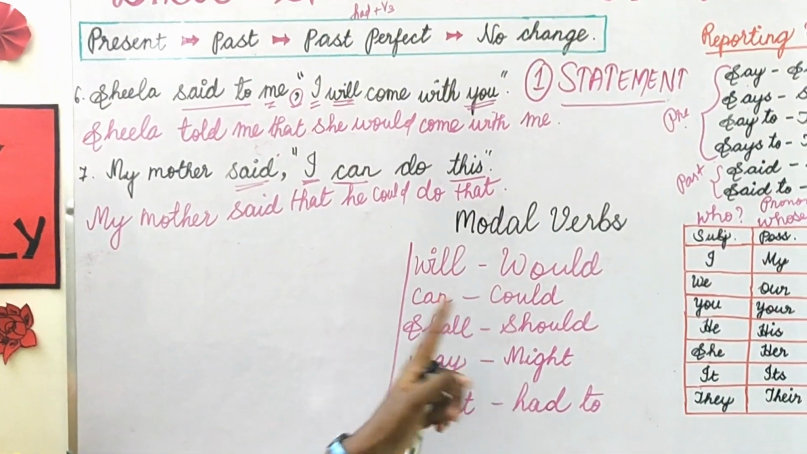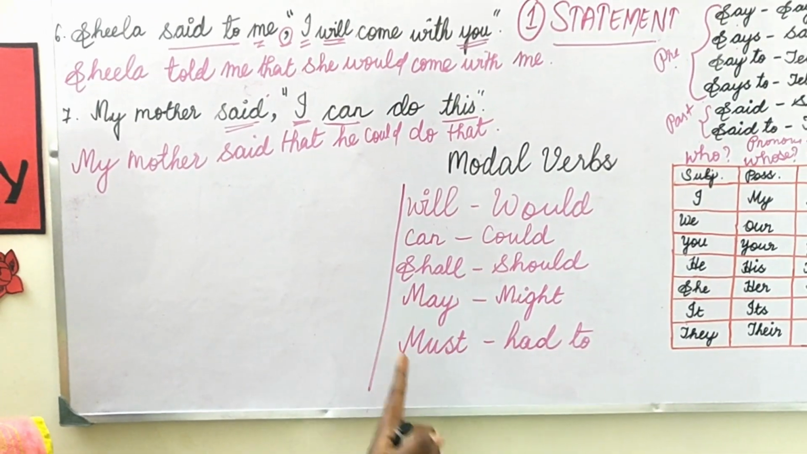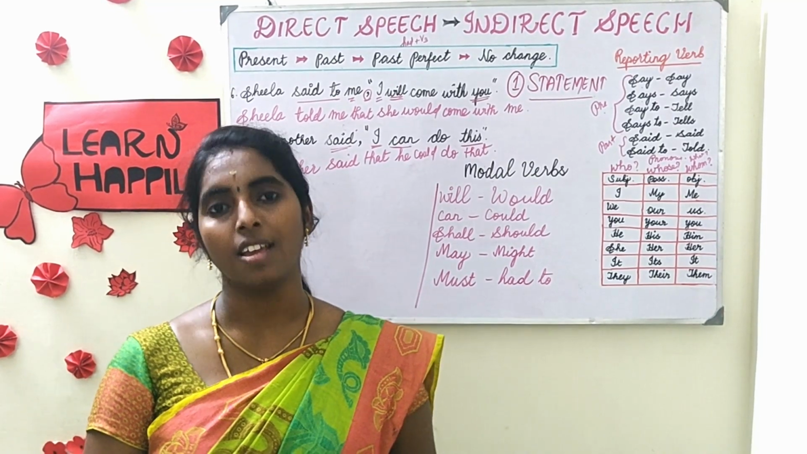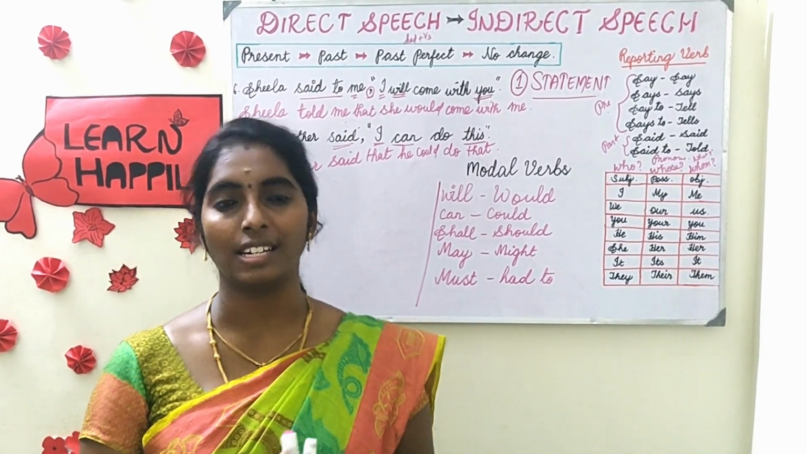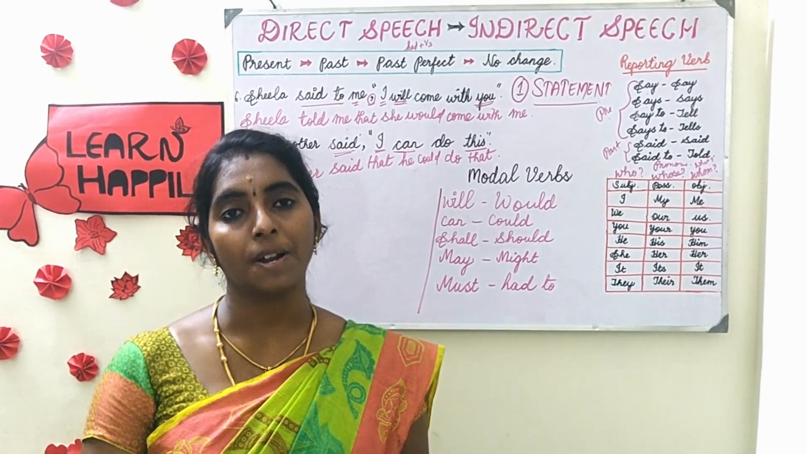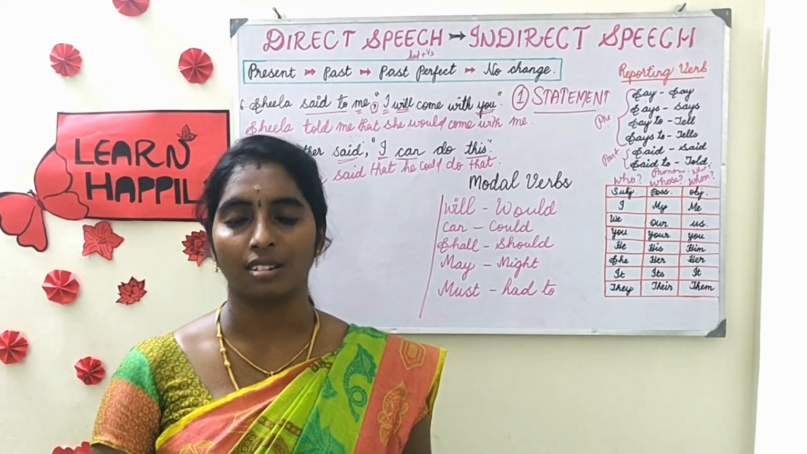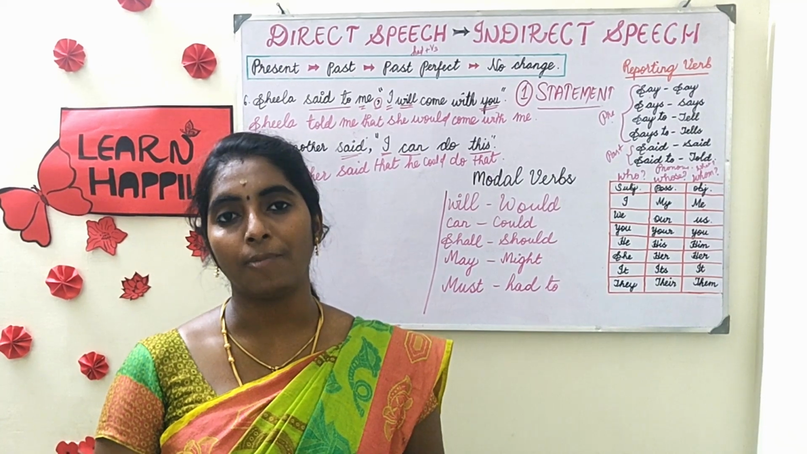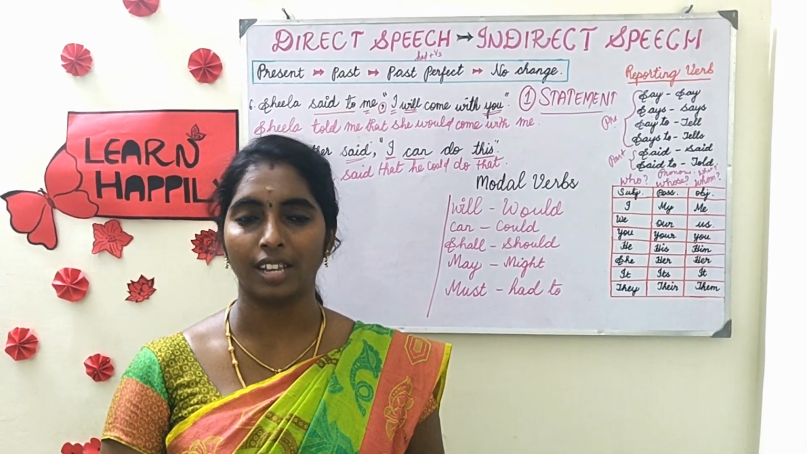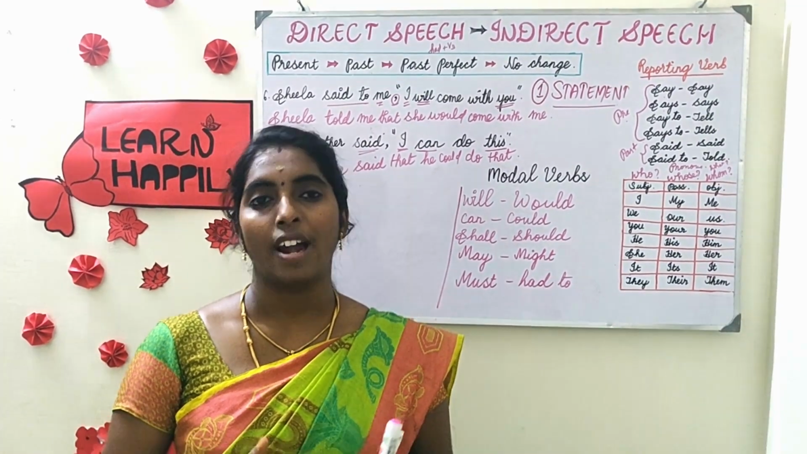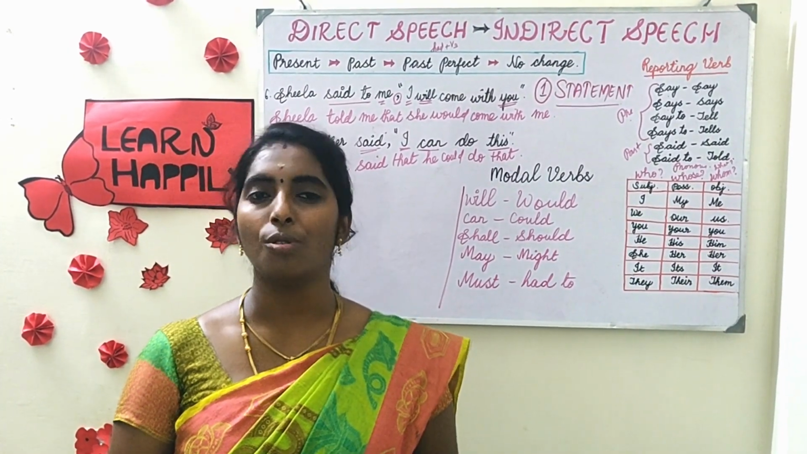So modal auxiliaries will be changed like this. Will, would; can, could; shall, should; may, might; must will be changed to had to. So far we have seen the conversion of direct to indirect in the statement category. In the upcoming videos you will see imperatives, exclamatory and other types. And don't forget to take up the test. Pause the video and take up the test so that you can assess your level of understanding. And I hope most of you would get through all of it.